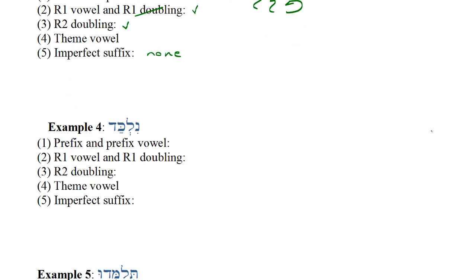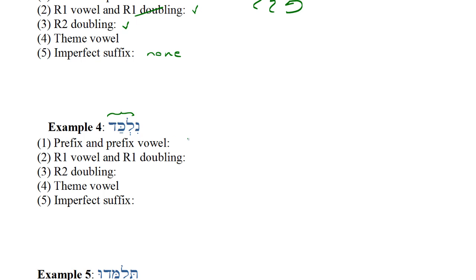Okay, let's look at example 4. Bring this up a little bit. We have nilkad. Nilkad. It looks like our root is lakad. This is where vocabulary also helps us. There is a root, lakad, means to capture. So our prefix and prefix vowel is a nun with a hirik. We'll try that out, and it should work out for us.